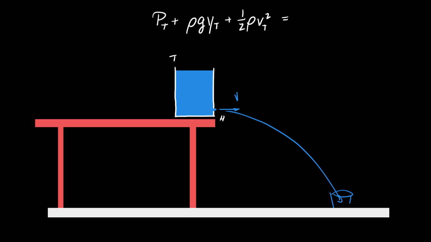We're going to compare that to the pressure at the hole plus rho g and the height of the hole plus 1/2 rho v at the hole squared. Now, in your mind, I want you to imagine this big bucket of water with the hole in the side and the water shooting out the side.